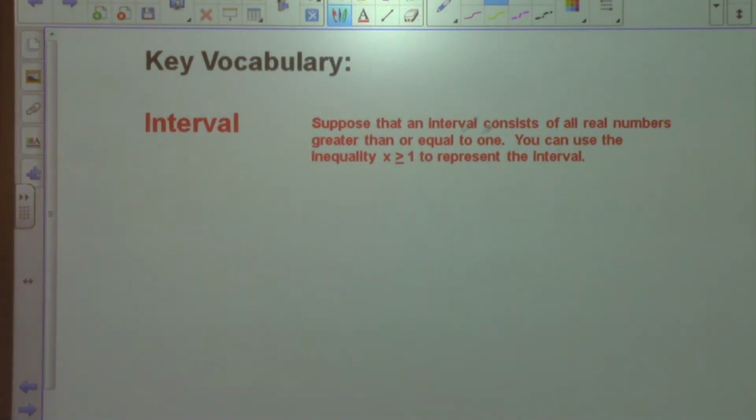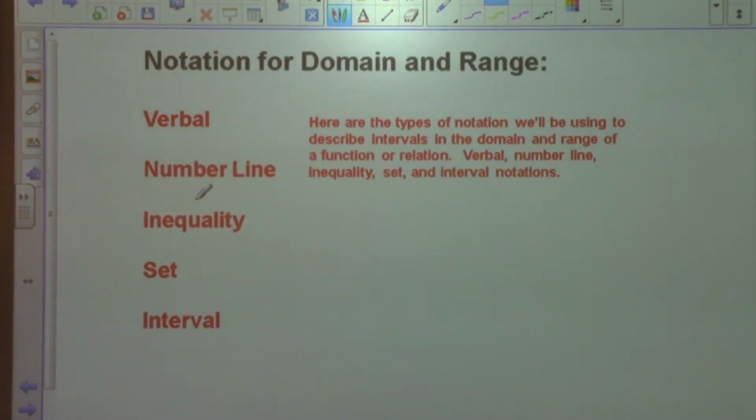So suppose an interval consists of all real numbers greater than or equal to 1. You can use the inequality x is greater than or equal to 1 to represent that interval. So you can see that it's kind of economical, right? This is called inequality notation, and we're going to go over that in a little more detail. Is that pretty familiar to you, inequality notation? Yeah, Jade. All right.